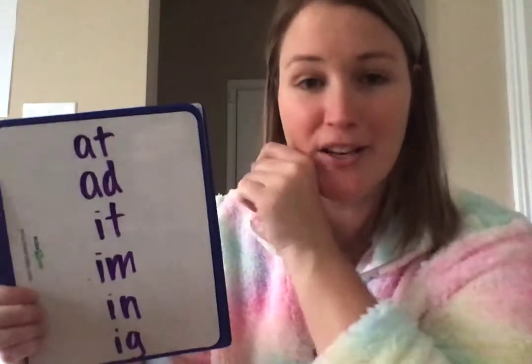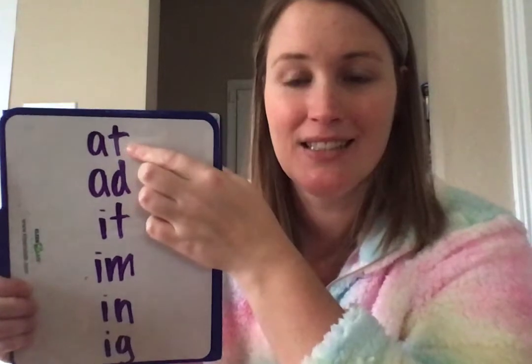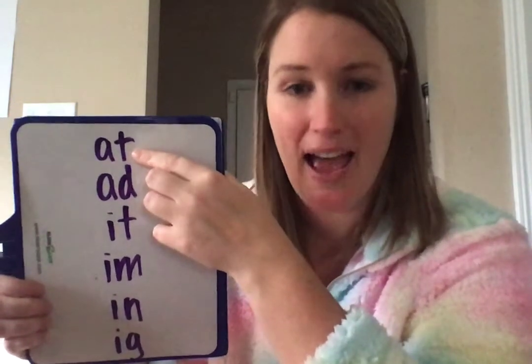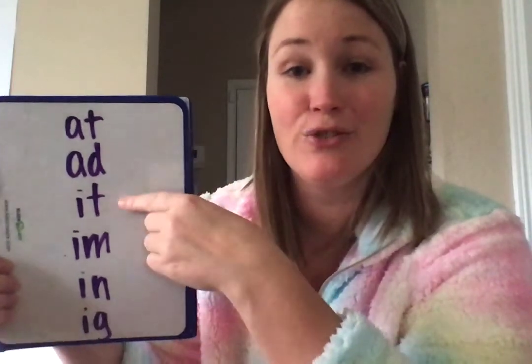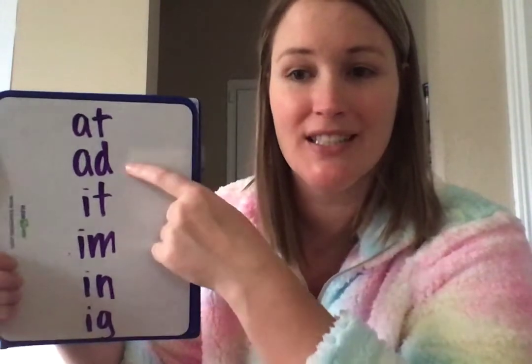Hey guys, let's practice reading some words. We're going to start off by going over our word families. A-T says at. A-D says ad. And here are our new ones, our I ones.